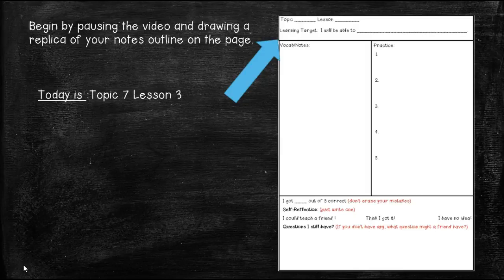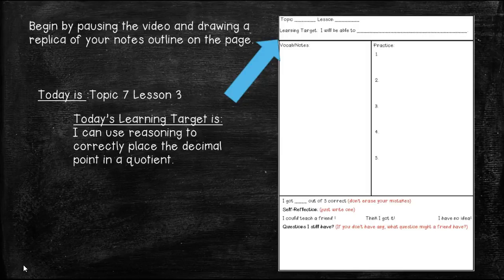Today we're going to be talking about Topic 7, Lesson 3, and today's learning target is, I can use reasoning to correctly place the decimal point in a quotient.